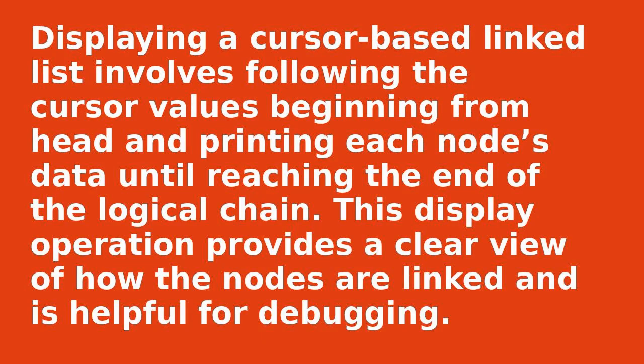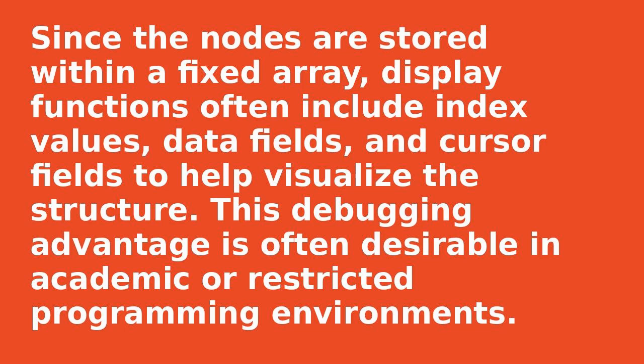Displaying a cursor-based linked list involves following the cursor values beginning from head and printing each node's data until reaching the end of the logical chain. This display operation provides a clear view of how the nodes are linked and is helpful for debugging. Since the nodes are stored within a fixed array, display functions often include index values, data fields, and cursor fields to help visualize the structure. This debugging advantage is often desirable in academic or restricted programming environments.